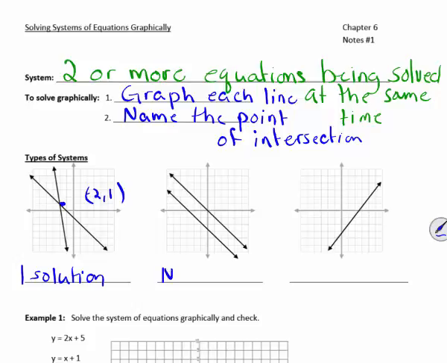You can have no solution. No solution means that those lines are going to be parallel and they're never going to intersect. Or you can have infinite solutions, which means the equations are really the same equation, they were just written in a different format. All right, so let's go through and do this.